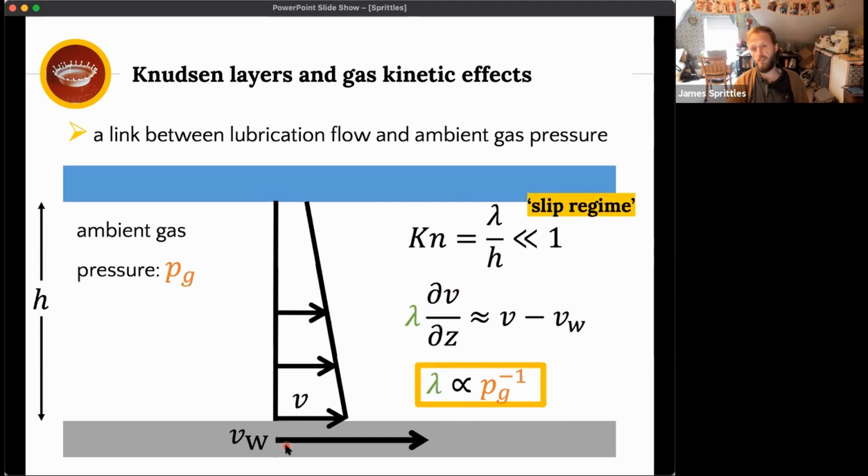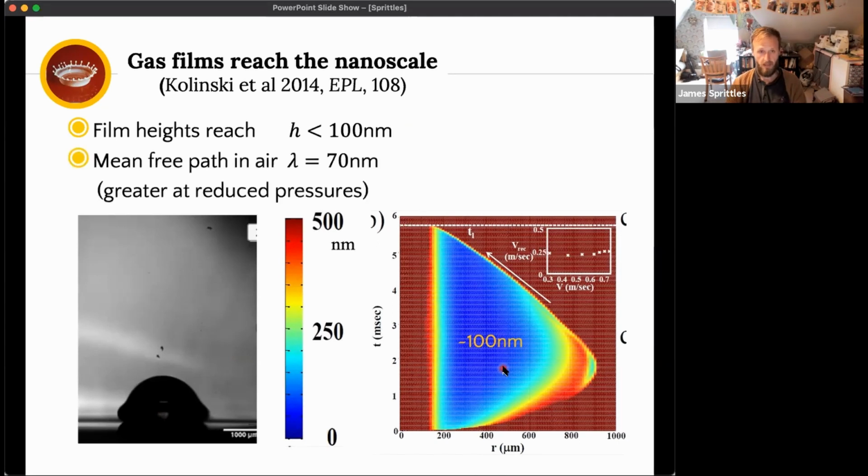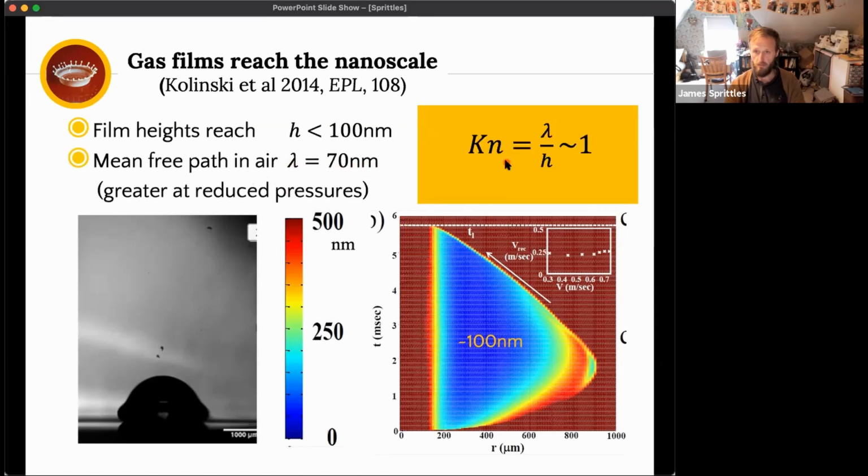Okay, so that gives us a qualitative picture of what's going on. The interesting thing, if you like, is that in the experiments, for example, on drop impact, we see film heights that are 100 nanometers or less. And given that the mean free path in air is around that size, the Knudsen number is actually of the order of 1 or even larger. And so these slip models, which are mathematically rather simple, will fail. And what we really need to do is describe this thin gas layer using the Boltzmann equation.